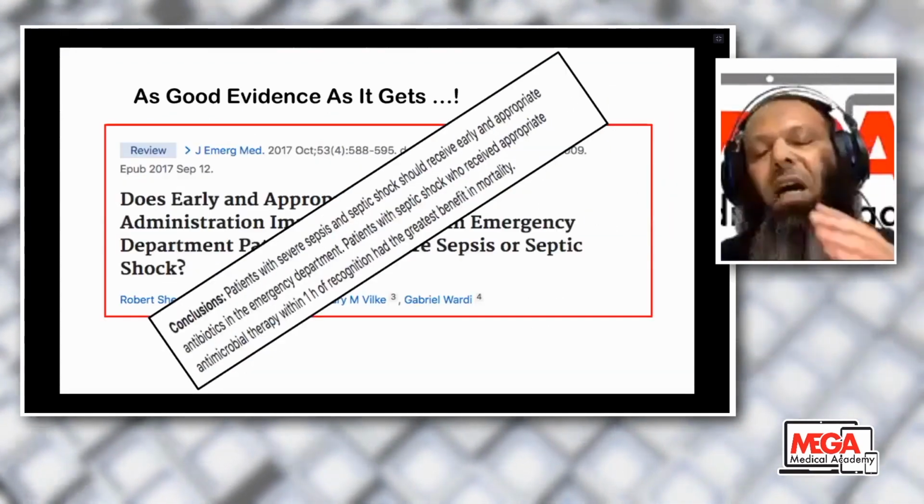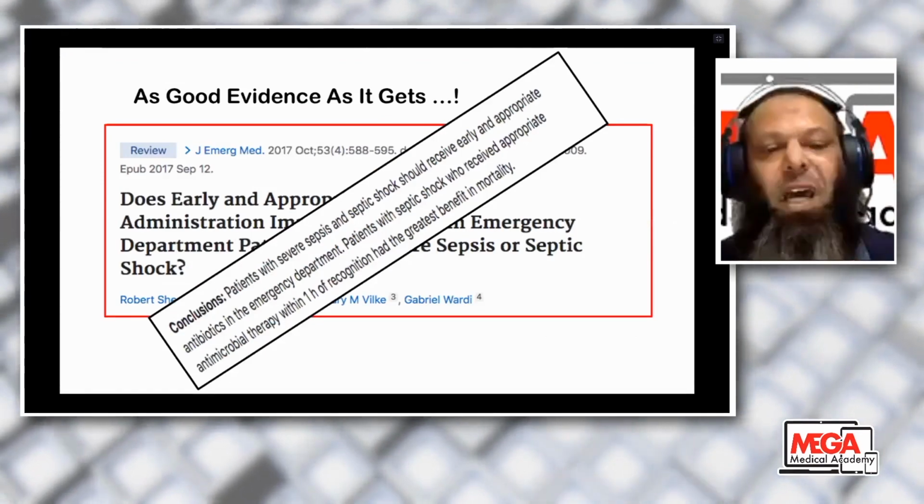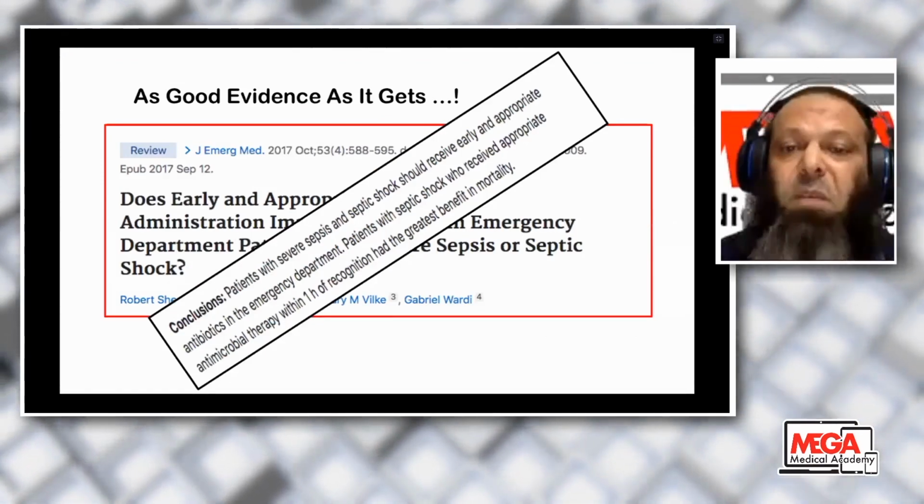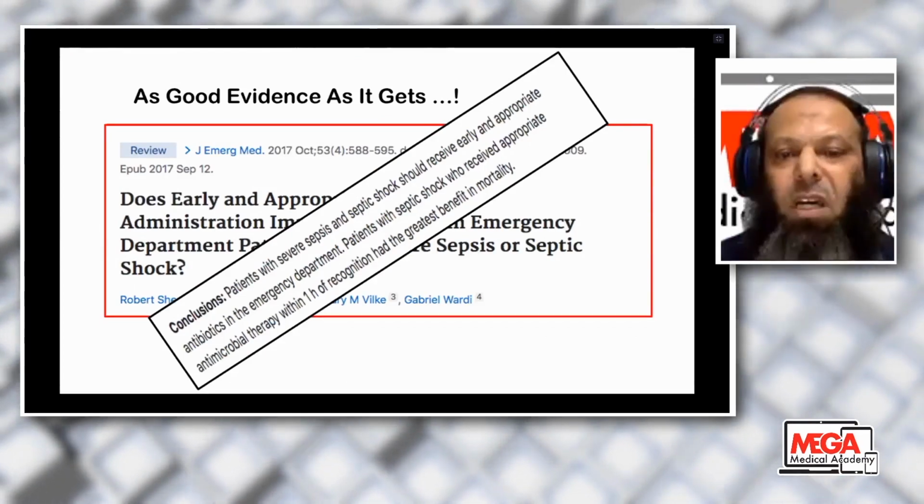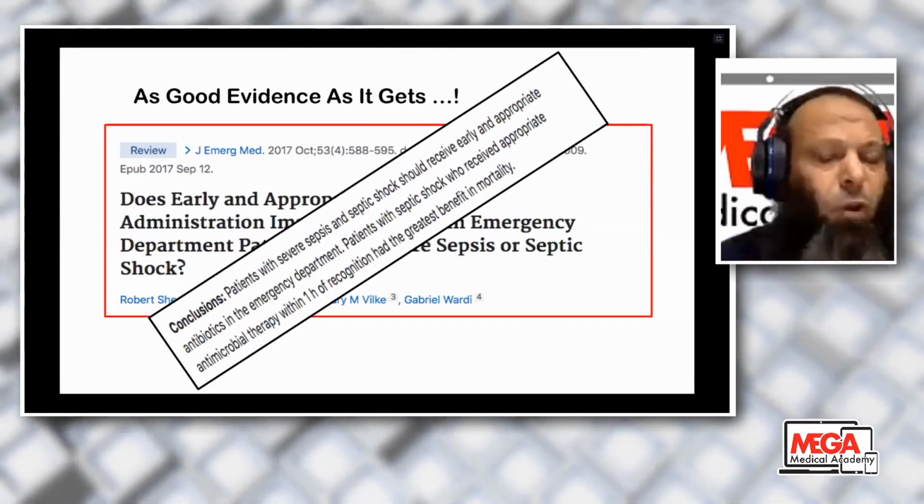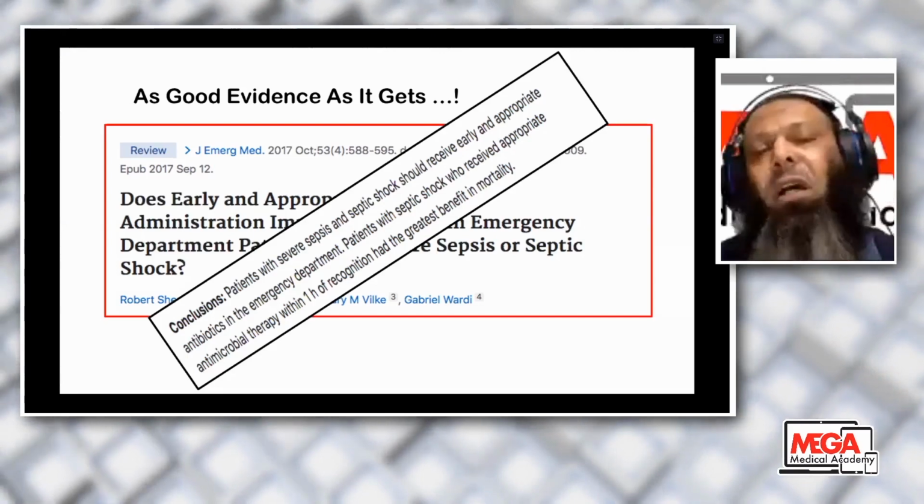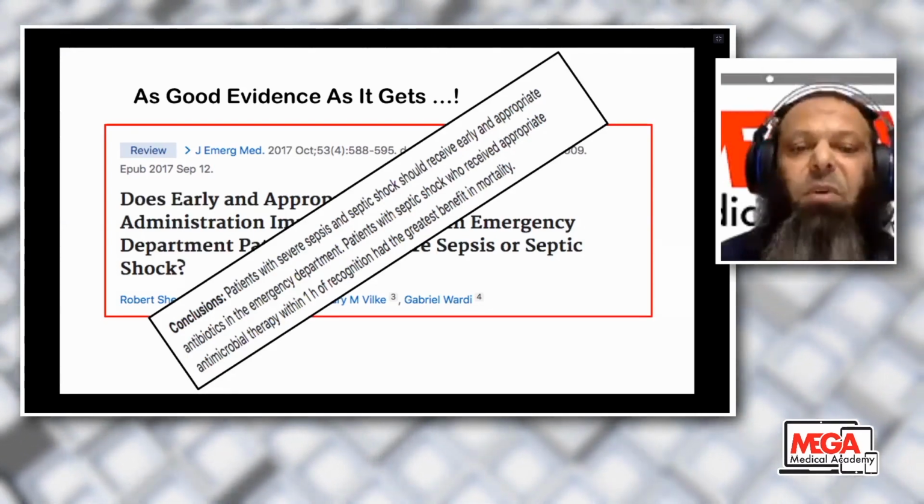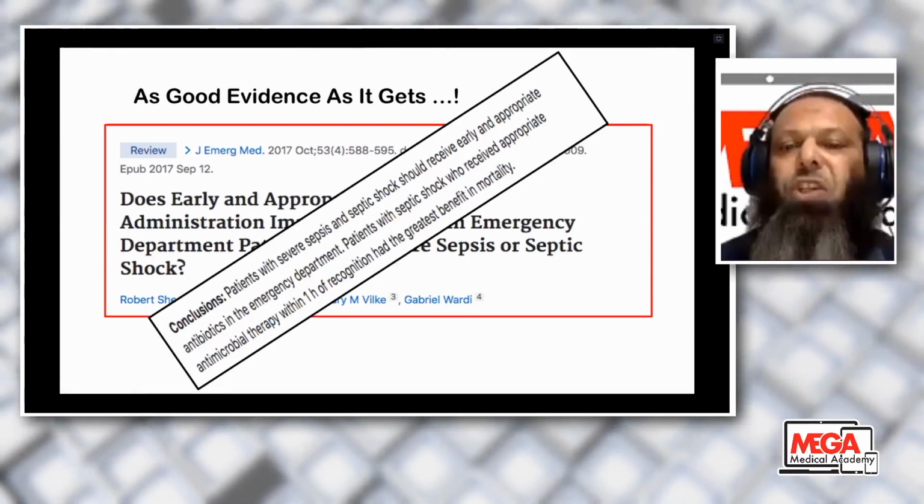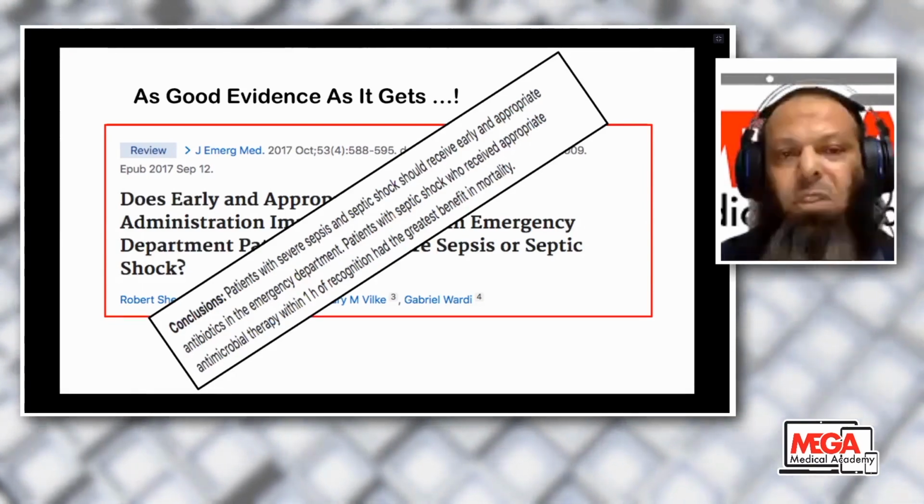Also, you need to have evidence, and a lot of evidence has been accumulating for a long time. A patient with severe septic shock should receive early and appropriate antibiotics in the ER or on the floor if you are managing the rapid response team. Patients with septic shock who received appropriate antimicrobial therapy within 1 hour of recognition had the greatest mortality benefit.